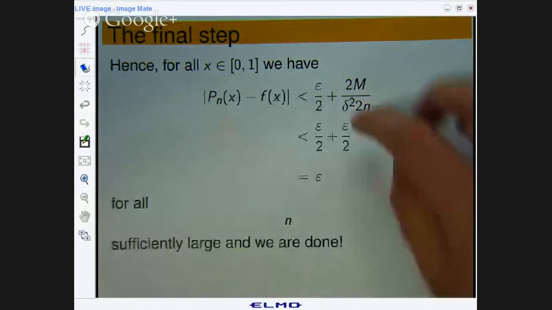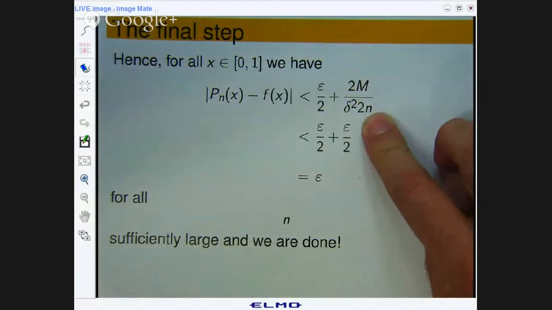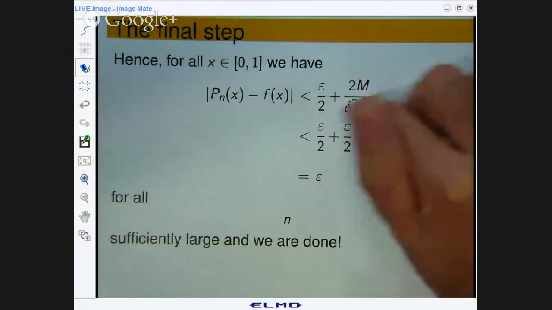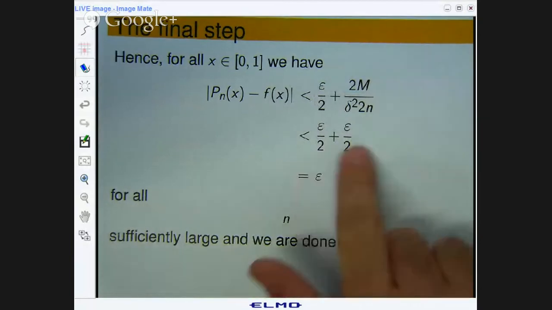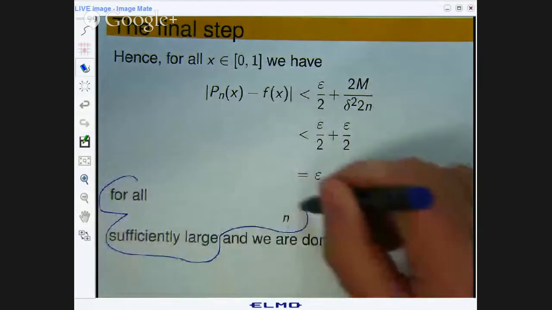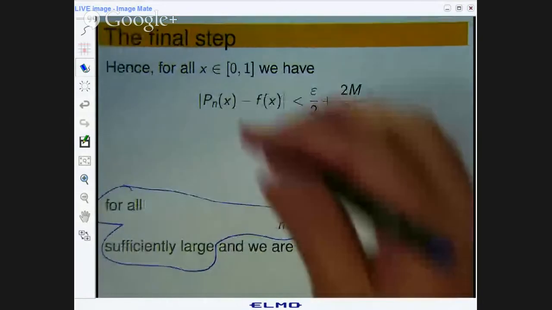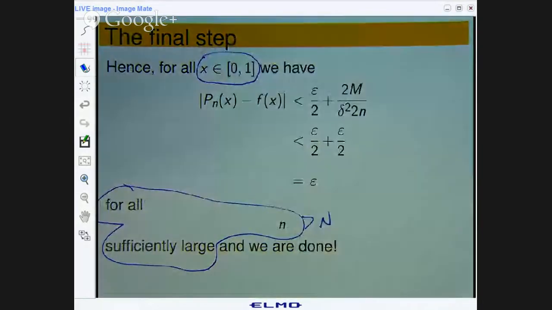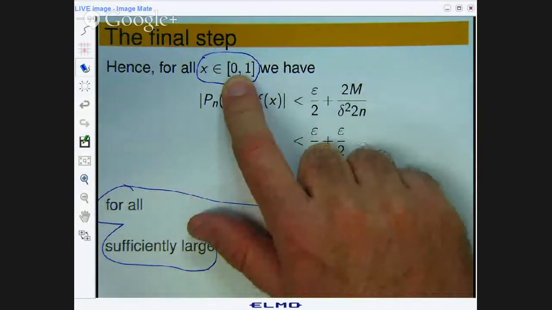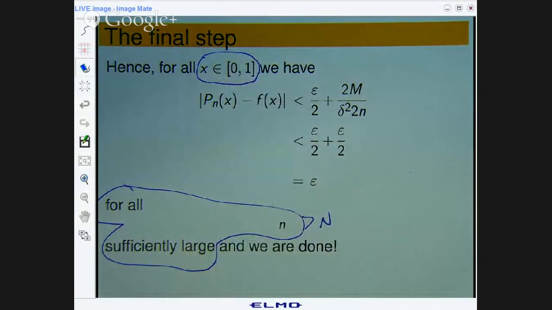Now, this can be made as small as you like for n sufficiently large. So there is a big N such that for all little n bigger than the big N, this will be as small as we want. So we can make it, say, less than epsilon on 2. Add these two together, you get epsilon. So this is for all n sufficiently large. Now, notice that we've shown the approximation or the convergence, if you like, on this bigger interval 0, 1. So it's definitely got to work for the interval a, b, which is contained in that interval.